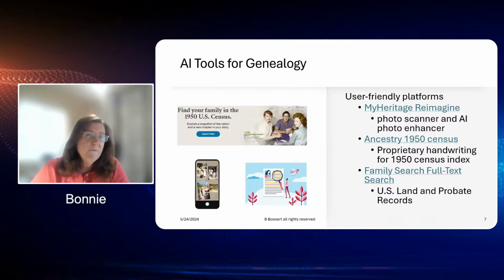There's a lot of different AI tools for genealogy that don't require actually using any of these GPTs. The ones I'd like to talk to you about right now that I think those of us with a fascination with photos is one from a company called MyHeritage. They have a family tree platform, as well as many records digitized. But they're really a leading edge in using technology, and they have a product called Reimagine. And that product is a photo scanner and an AI photo enhancer.